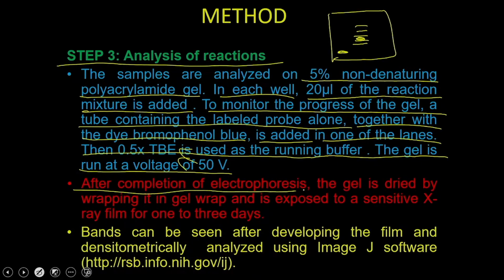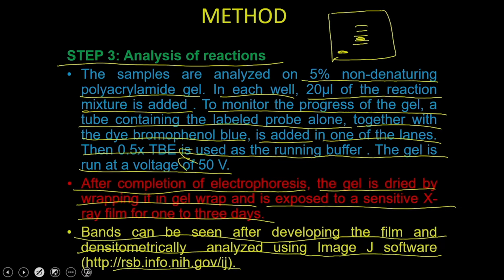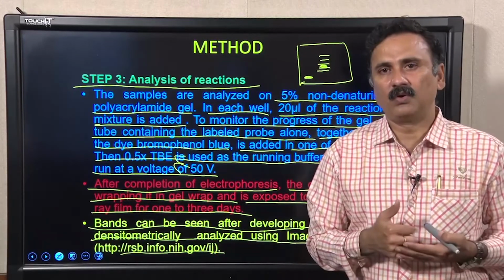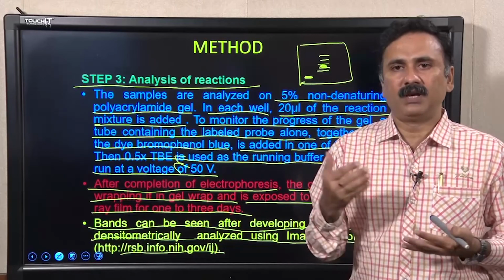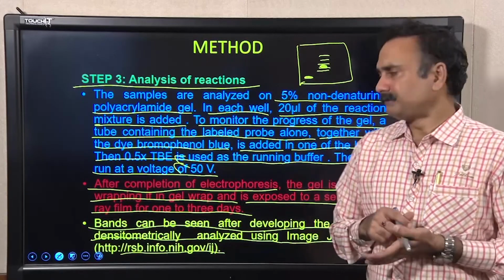After completion of the electrophoresis, the gel is dried by wrapping it in gel wrap, and it is exposed to a sensitive X-ray film for 1 to 3 days. Bands can be seen after developing the film and densitometrically analyzed using ImageJ software. The image analysis we have discussed in detail, so once you have the digital image, you can utilize the software we discussed before, either ImageJ or any other commercial software available from different companies.